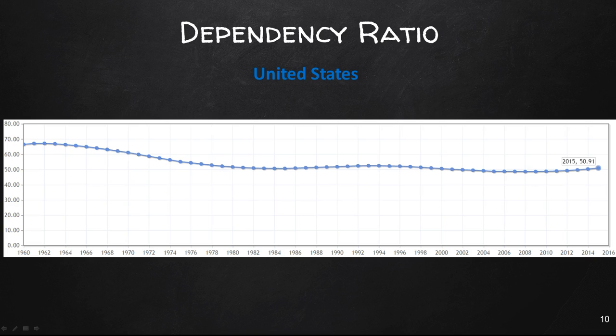So in 2015, the age dependency ratio, the percentage of working age population in the United States, was 50.91. Over the past 55 years, the value of this indicator has fluctuated between 67.3 in 1962 and 48.57 in 2008. So what this is saying is that 50.9 people per 100 working age population are dependent on those working. In other words, about half the U.S. population is dependent on the working population.